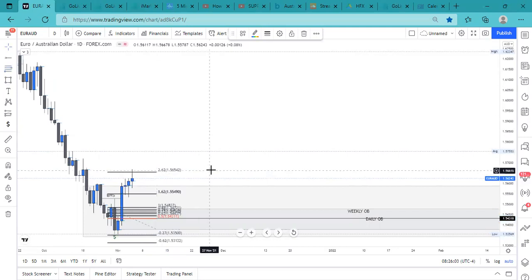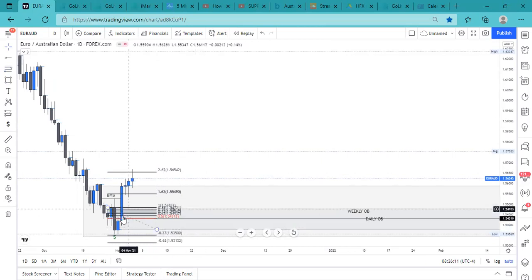Without using my Fibonacci, you can see I actually got the 50%. You can see without putting my Fibonacci, price reacted right on 50%.